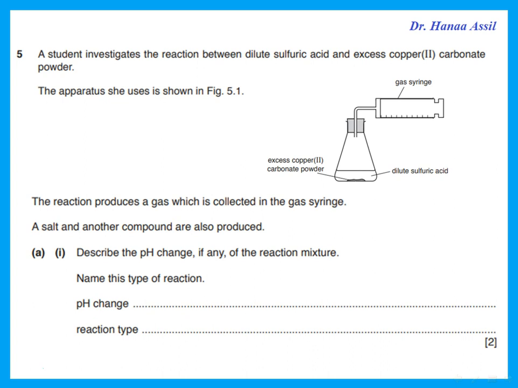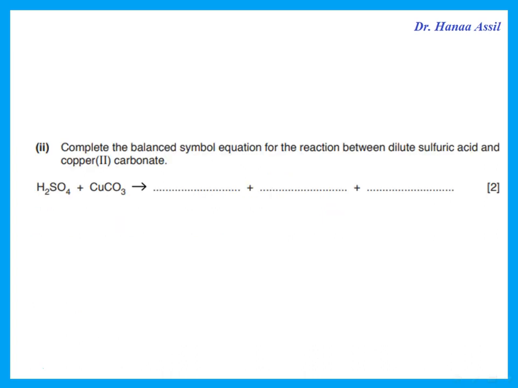What is happening? We have copper carbonate, and in solution we have dilute sulfuric acid. So at the beginning, we're starting with acid. The pH would change from the low pH of acid, which would be 1 or 2, to the neutral pH, which is 7. So this is called a neutralization reaction.